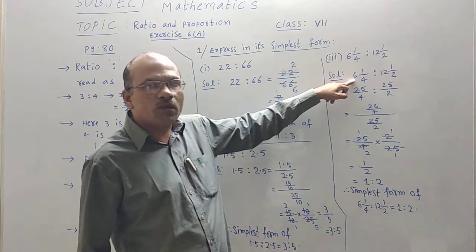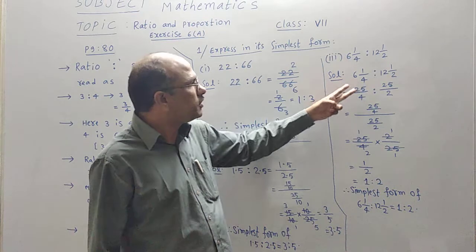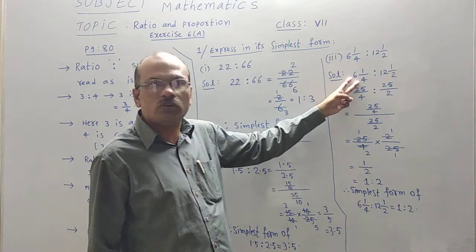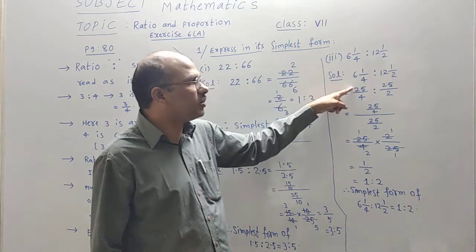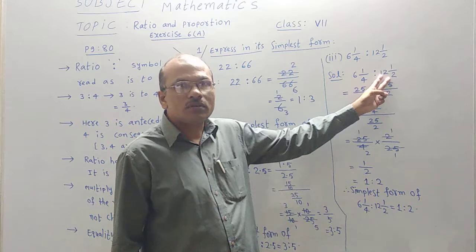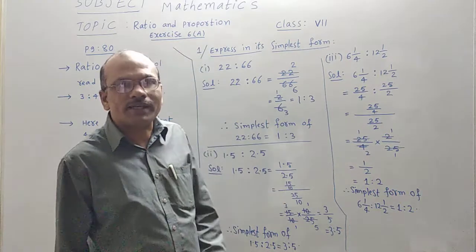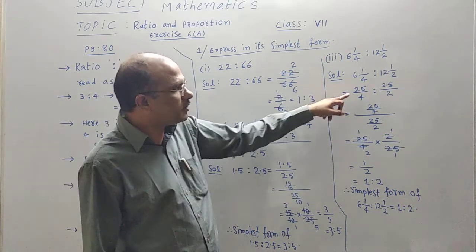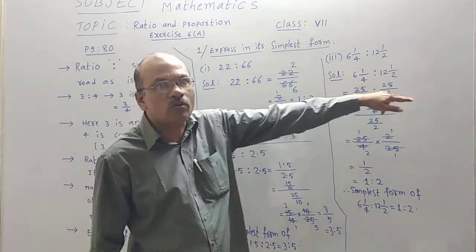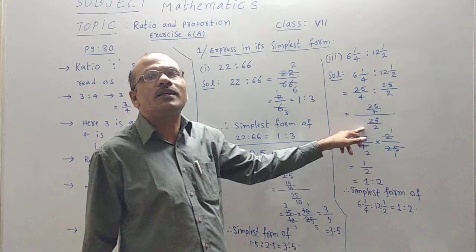That is, 6 1 by 4 can also be written as 25 by 4, because 6 4s are 24 and 1 is 25. That by 4 as it is, written is to 12 2s are 24, 24 plus 1 is 25, by the 2 denominator as it is taken. Okay students, then this first term, that is 25 by 4, we can write as numerator. The other term, second term, 25 by 2, that part I have written in the denominator.